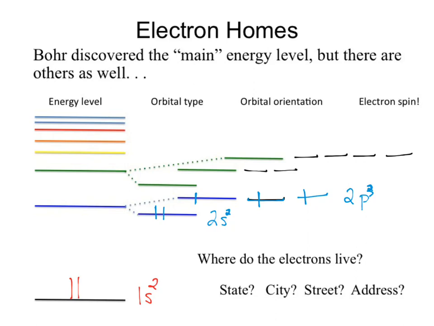As we go up in complexity, we move to higher energy levels, we start introducing new orbital types, which then means new orbital orientations. We started with our electron spin to explain fitting two electrons into an individual orbital. The electron spin would be our last and final value. The whole point of orbitals is just coming up where the electrons live.